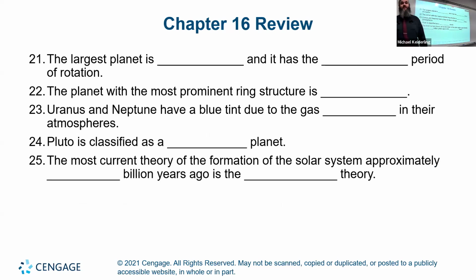The largest planet is Jupiter, and it has the shortest period of rotation. In general, bigger planets rotate faster. The planet with the most prominent ring structure is Saturn. Uranus and Neptune have a blue tint due to the gas methane in their atmospheres. Pluto is classified as a dwarf planet. The most current theory of the formation of the solar system, approximately 4.5 to 5 billion years ago, is the nebular hypothesis and condensation theory.